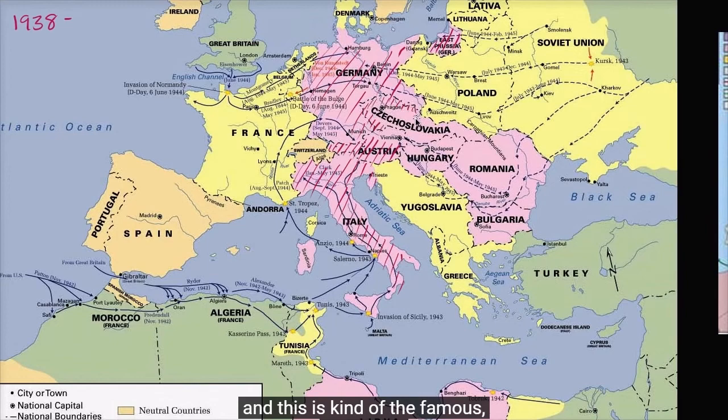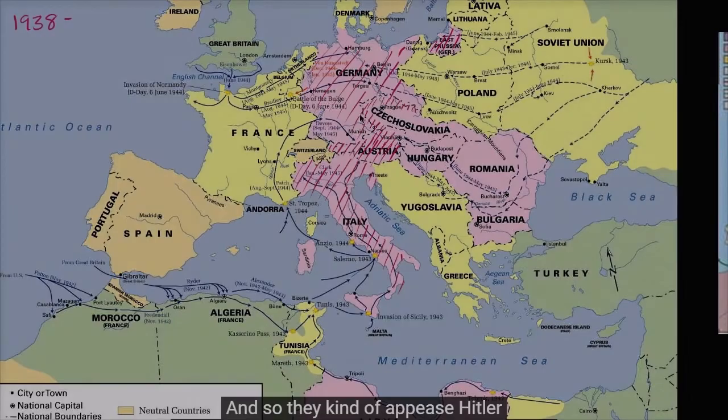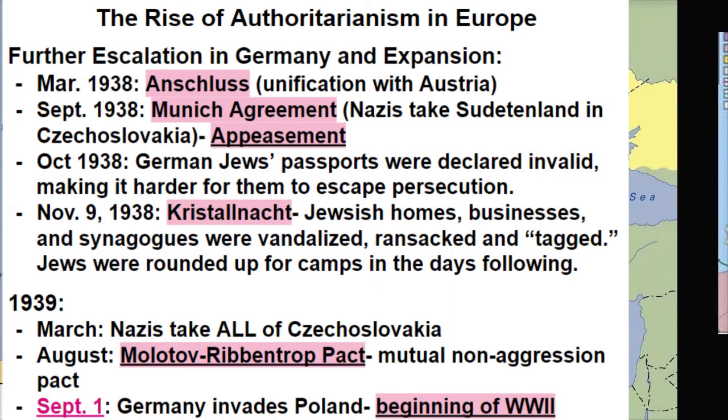And this is kind of the famous moment where the rest of what will be called the Allied powers say, okay, maybe Hitler's just going to do that. Well, we don't want to start another war. We still all remember World War I. It was really horrible. And so they kind of appease Hitler, and he's able to kind of satisfy his aggression. So in 1938, you have Austria and the Sudetenland taken over by Germany.